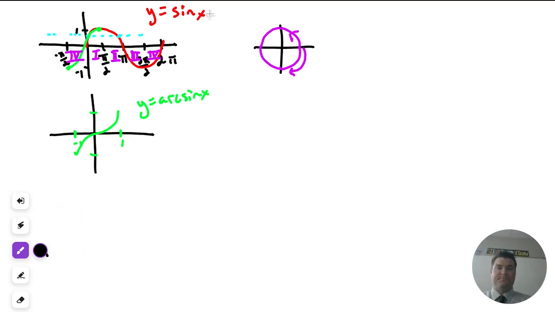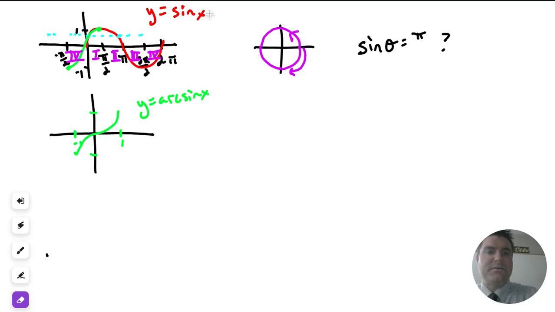Now, if I were to ask you, when does sine of theta equal pi over 6? I asked that wrong. When does sine equal 1/2? Oh, now you know.